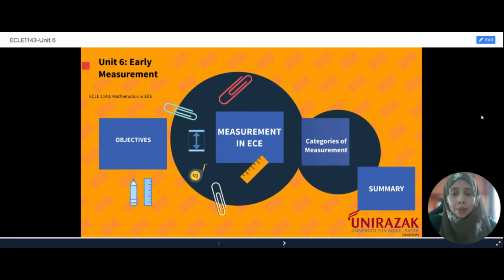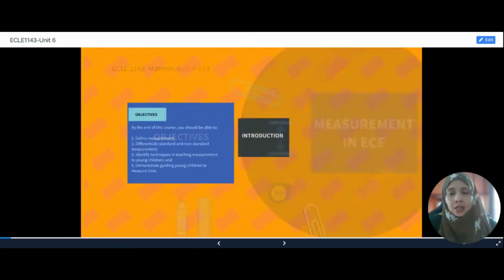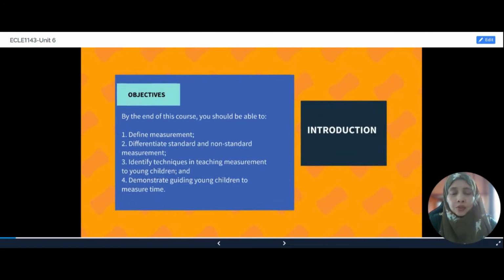Today is unit 6, and in this unit we will talk about early measurement, iaitu pengukuran awal matematik kanak-kanak. Okay, let us take a look at the objective for today. We would like to understand what a measurement is all about. As we know, all of the things around us, semua benda kita boleh ukur. Measurement dalam bahasa Malaysia ni adalah pengukuran.